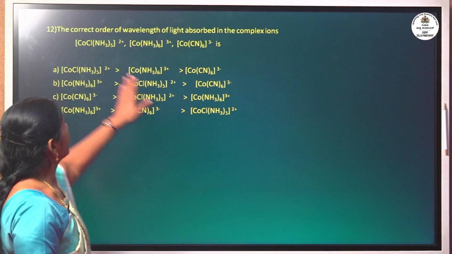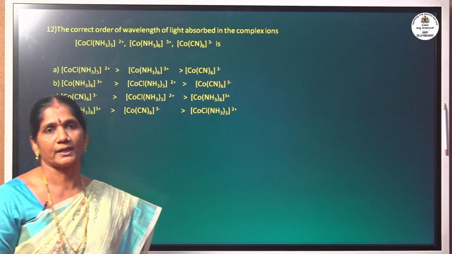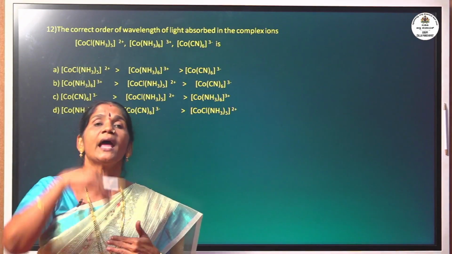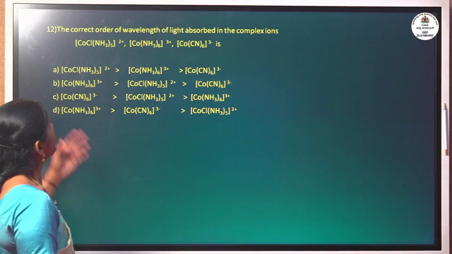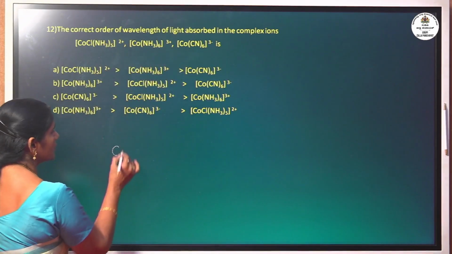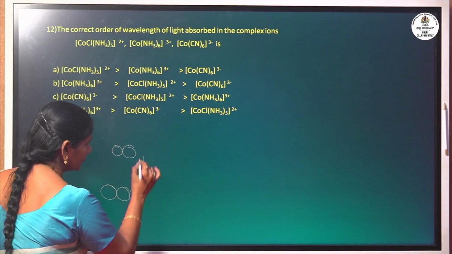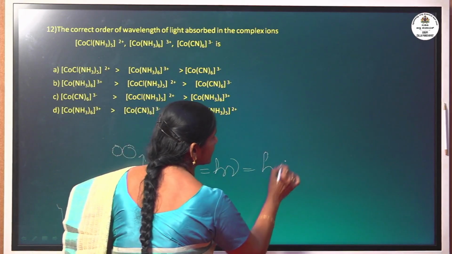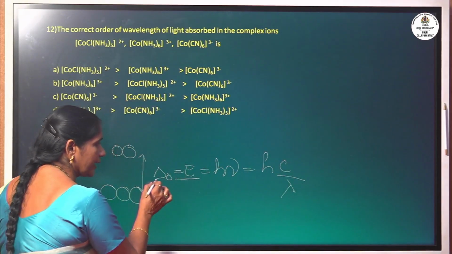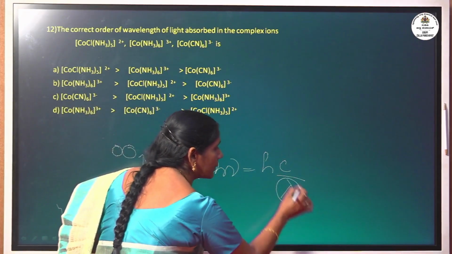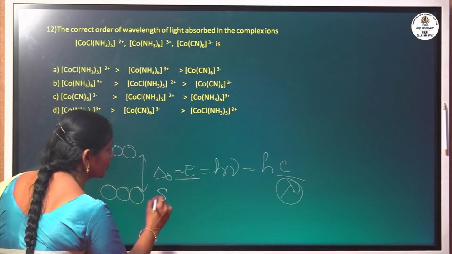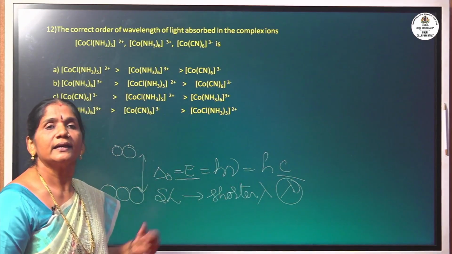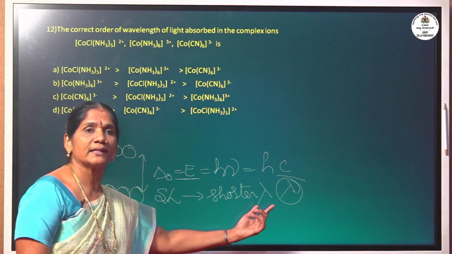Okay, here the correct order of wavelength of light absorbed in the complex ions. I told you the electrons present in the lower T2G set will absorb energy from the visible radiation, and they jump to the higher d set, that is the EG set. So, during this, if you go to the crystal field splitting, if this is delta O, E is equal to h nu, that is equal to hc by lambda. So, the more the splitting, the more the energy, the lesser will be the wavelength. So, the strong ligands which produce more splitting will have shorter wavelengths. So, the strength of the ligand and the wavelength are inversely proportional.